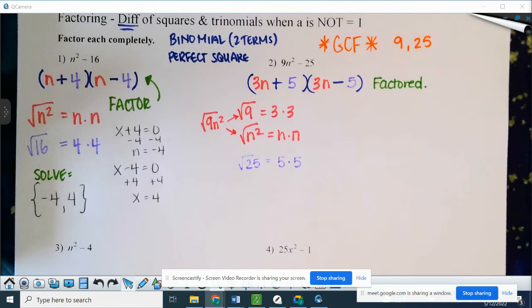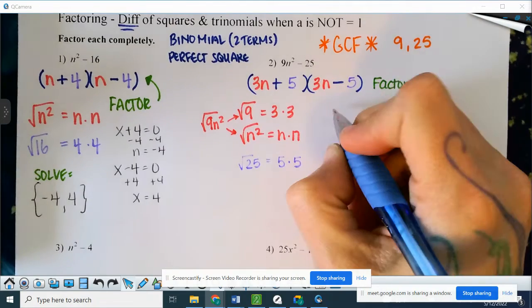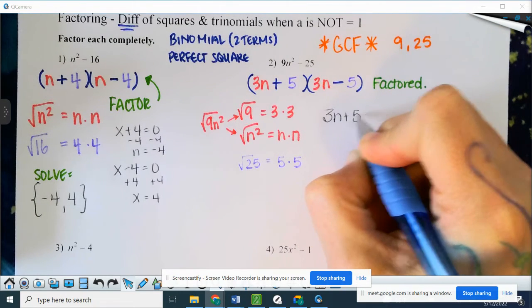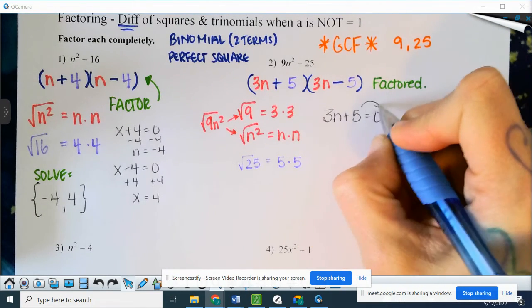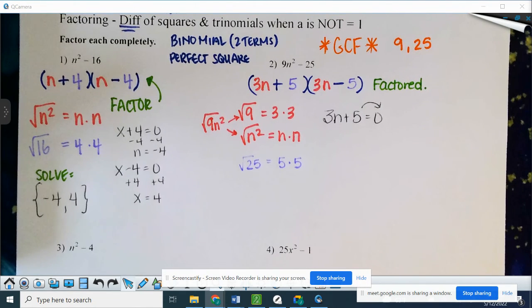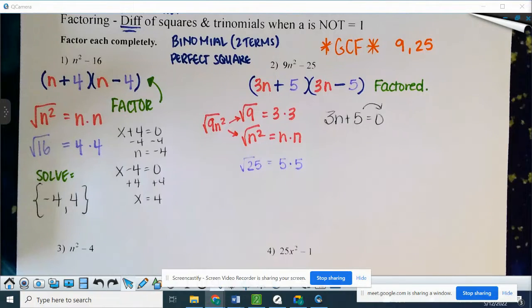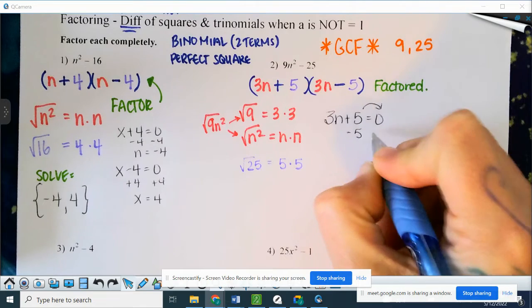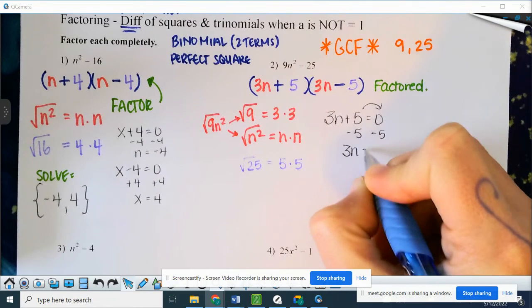To solve, we're going to set them both equal to 0. So 3n plus 5 equals 0. Move that 5. How am I going to move that 5? Add it, subtract it, multiply, or divide. Type into the chat box for me. What operation am I going to use? Yes, sir. Thank you. So minus 5, minus 5. So 3n equals a negative 5.